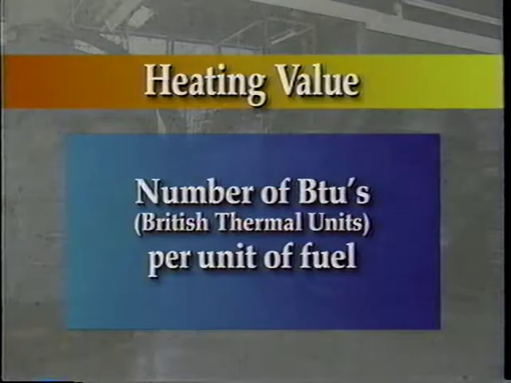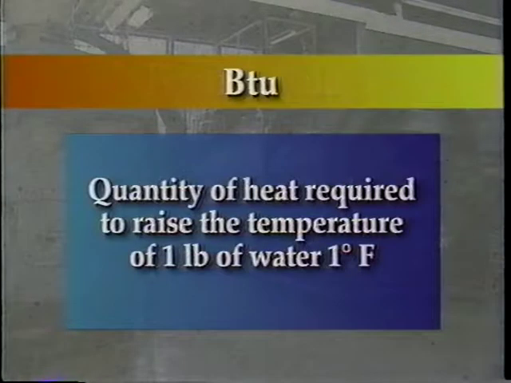Fuels. Fuels commonly used to generate heat to produce steam in a boiler are fossil fuels taken from the ground. These include coal, fuel oil, and natural gas. Fuels are rated by heating value. Heating value is the number of BTUs per unit of fuel. A BTU is the quantity of heat required to raise the temperature of 1 pound of water 1 degree Fahrenheit.